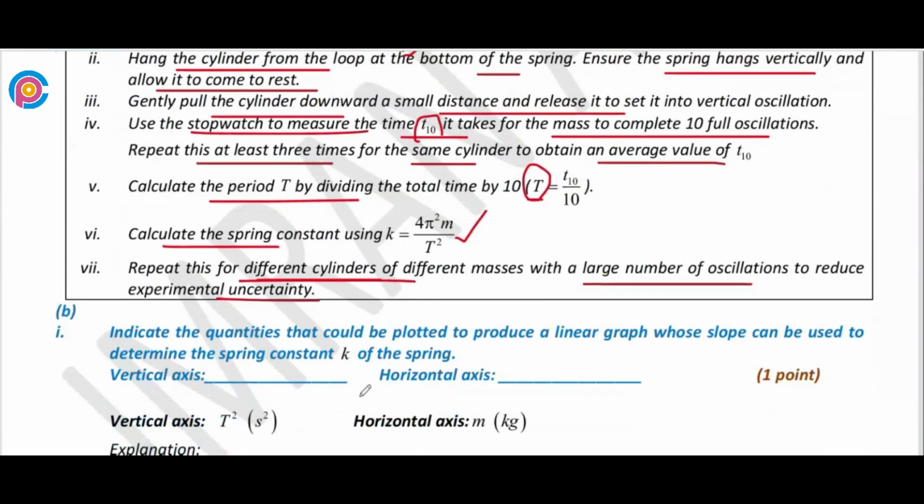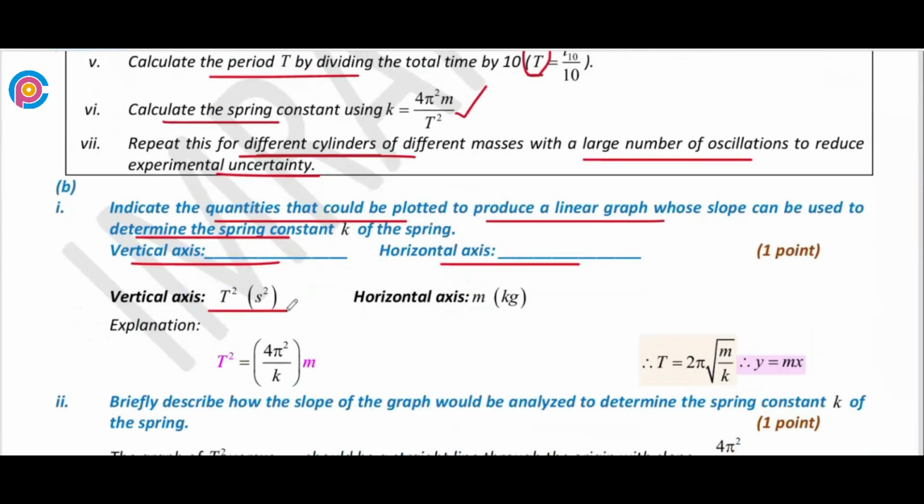Okay. Indicate the quantities that could be plotted to produce a linear graph whose slope can be used to determine the spring constant. What should be on the vertical axis, and what should be on the horizontal axis? Now, the vertical axis should be T squared, and the horizontal axis should be m for mass. We have the formula T equals 2 pi square root of m over k. As we know that y equals mx, where m is the slope of the line, y is the vertical axis and x the horizontal axis. If we square this formula, T squared equals 4 pi squared over k times m.